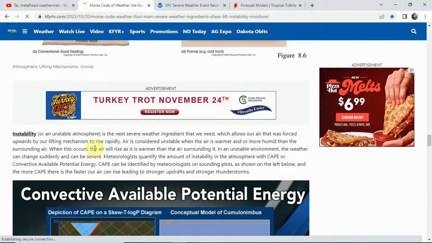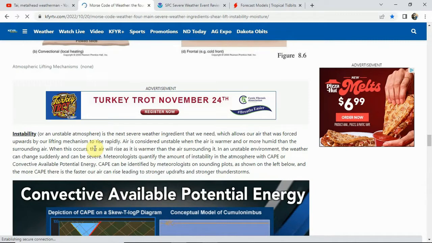So this air is considered unstable when the air is warmer or more humid than the air around it. If you have a little parcel of air that's hotter and more humid rising into air that's a little bit cooler and continuing to rise, that is basically an unstable atmosphere. This is quantified on the forecast models in another acronym, which is CAPE. I've talked about CAPE a lot on my channel. This is an acronym for convective available potential energy. This is basically considered thunderstorm juice or thunderstorm food, as Ryan Hall calls it.